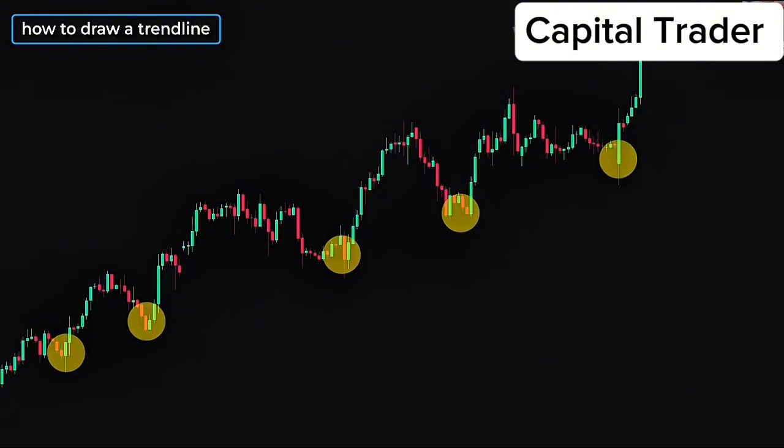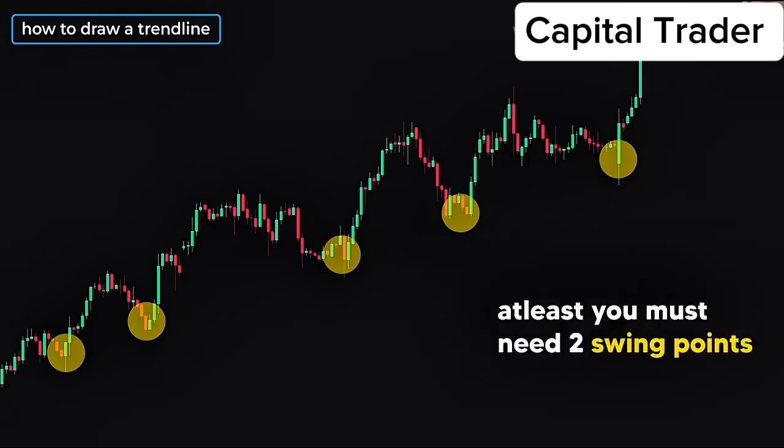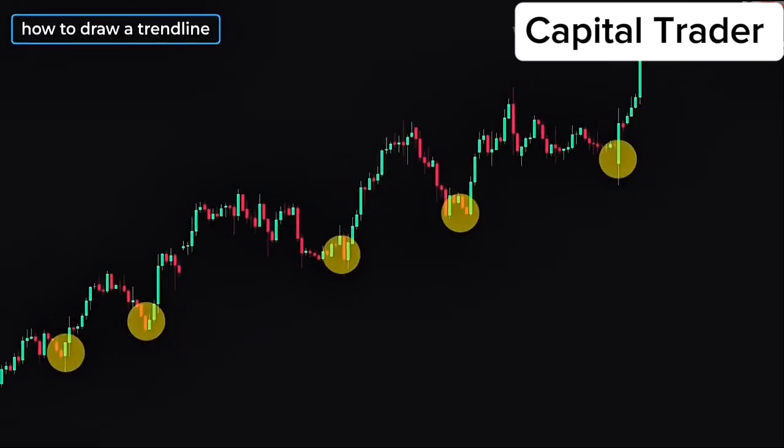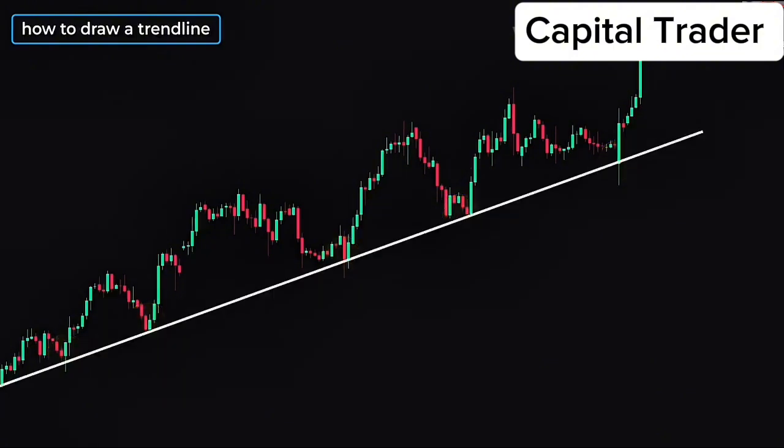You have to mark the swing points where there has been a significant market reversal, where the market has made significant turns. We need to ignore small fluctuations for drawing a trend line. For that you must have at least two swing points. We have quite a lot here. Now you connect these points and draw a straight line connecting them. So friends, this will be your trend line.